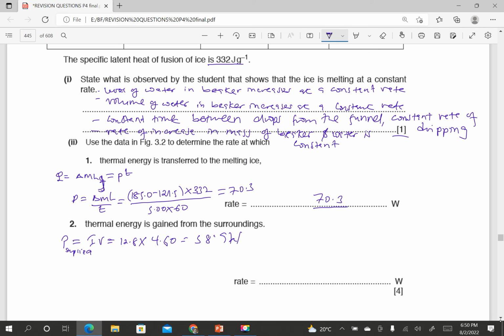So the rate at which thermal energy is gained from the surrounding: since this is what goes into melting the ice, yet what is supplied is this, it means the excess contributing to this is obtained from the surrounding. So the rate from the surrounding should be equal to 70.3 minus 58.9 watts. In other words, what melts the ice is equal to what is supplied plus what is absorbed from the surrounding. When I subtract, this is giving me 11.4. Yes, 11.4. That is the rate at which thermal energy is gained from the surrounding. In other words, the power transferred from the surrounding to the ice.